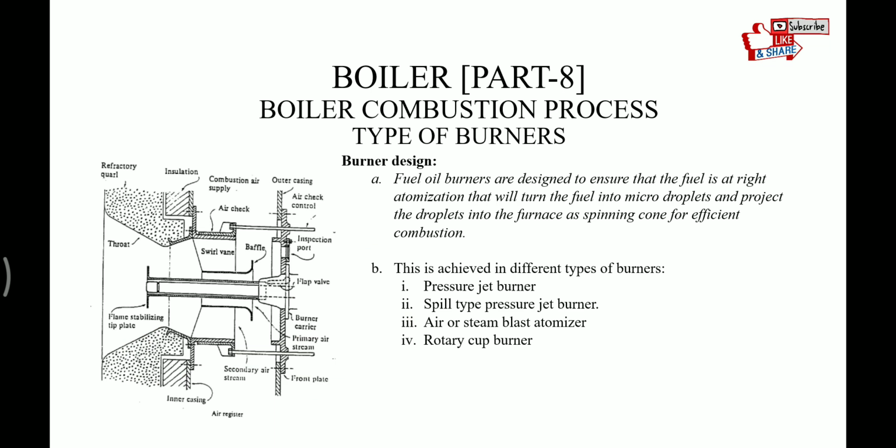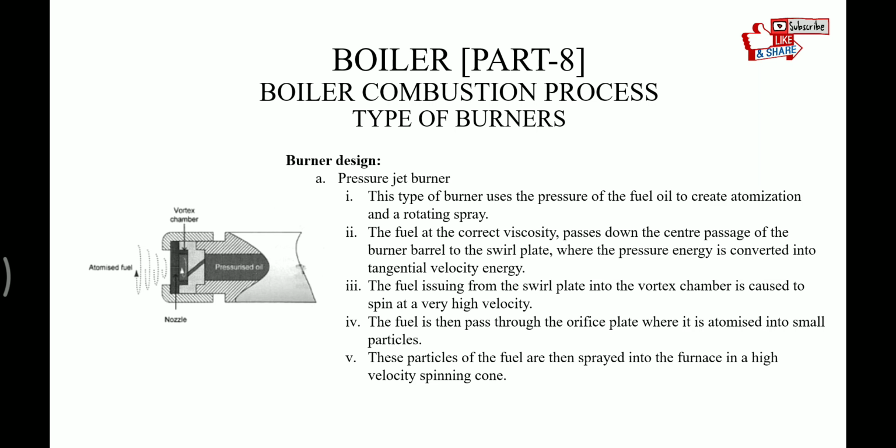Now let's see the different types of burners. Fuel oil burners are designed to ensure that fuel is at the right atomization that will turn the fuel into micro droplets and project the droplets into the furnace as a spinning cone for efficient combustion. This is achieved in different types of burners. They are the pressure jet burner, spill type pressure jet burner, air or steam blast atomizers, and last is the rotary cup burner. Let's discuss one by one.